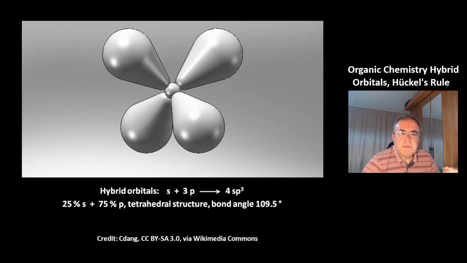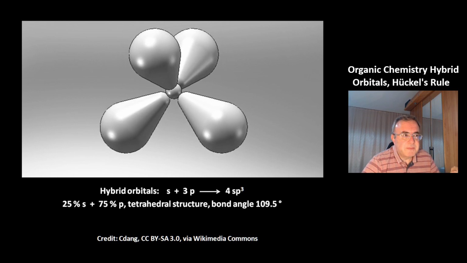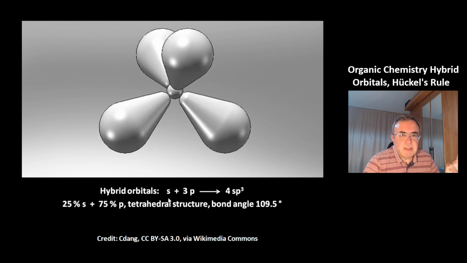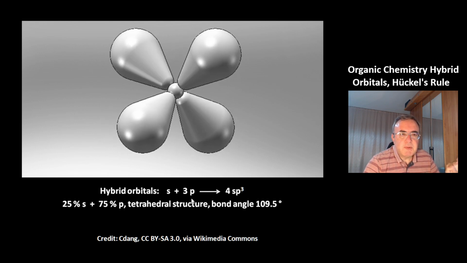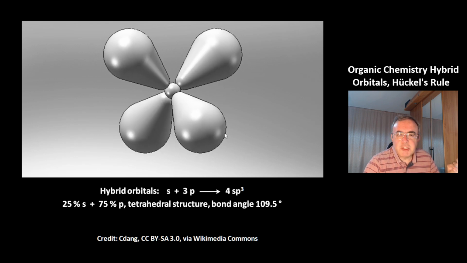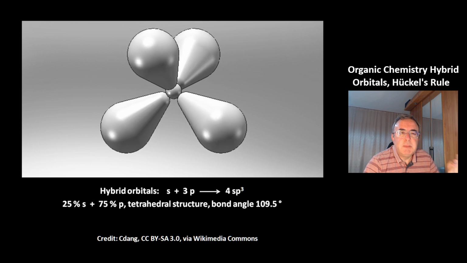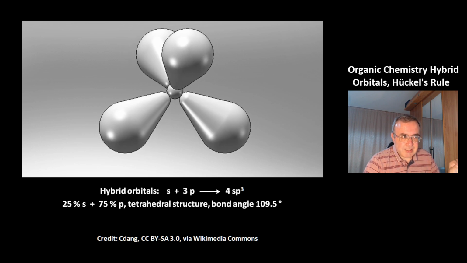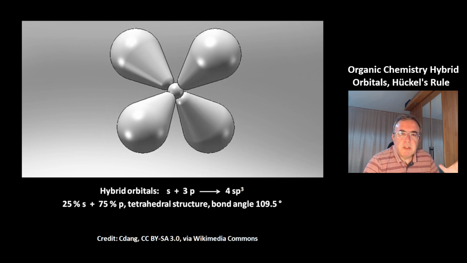This is the solution. You create hybrid orbitals. The single 2s orbital merges with the 3 p orbitals, and you get this structure. That's the sp3 hybrid orbital. Now you can have 4 equal bonds with equal length.